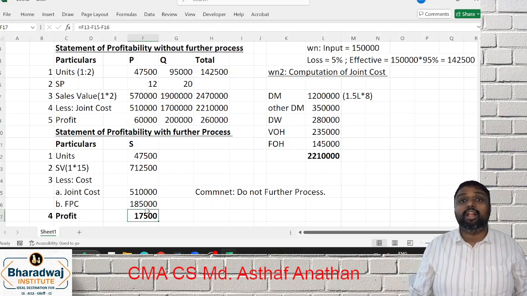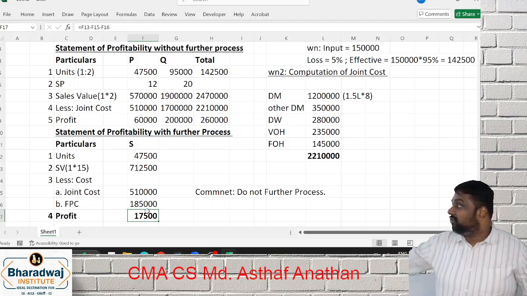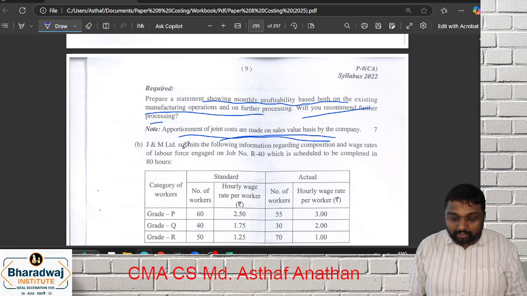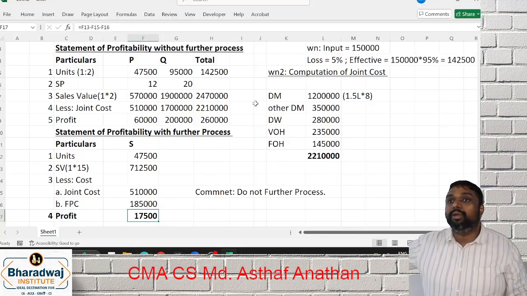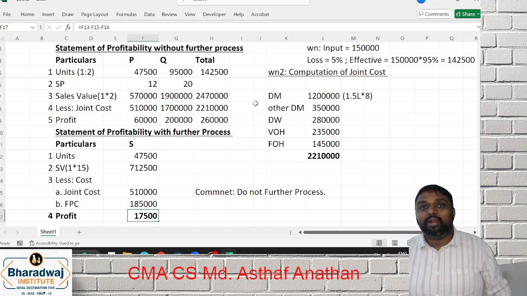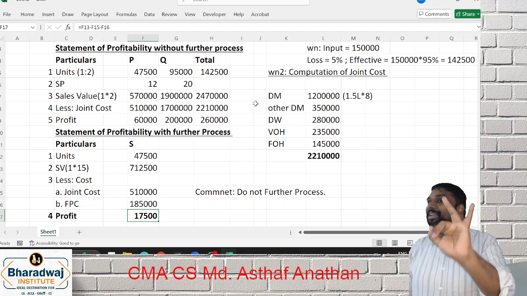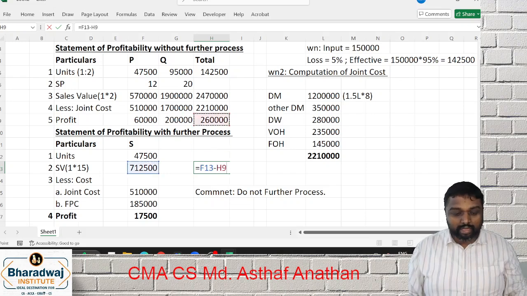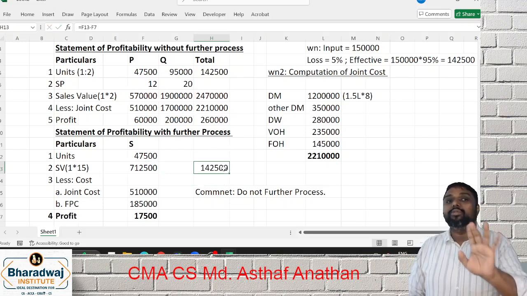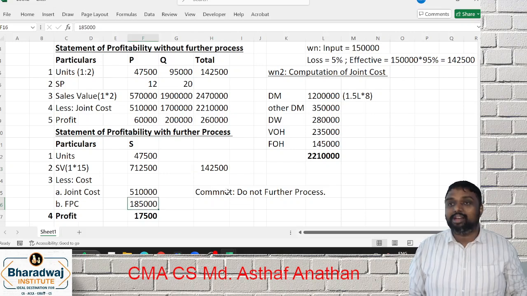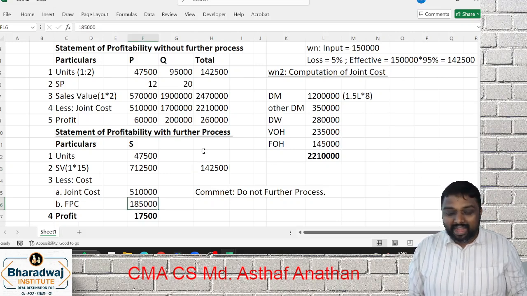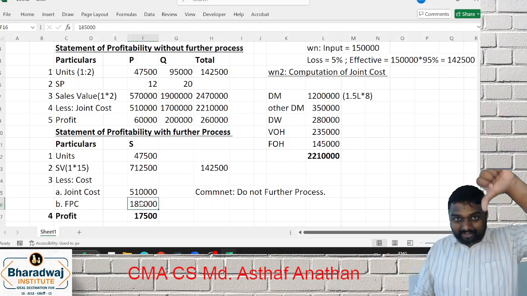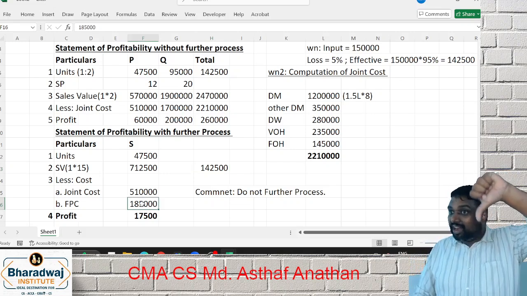And we have discussed there is one shortcut we can use. What is the shortcut? We don't want to do a bigger statement, but here in this question they are asking profitability for both cases. That is the reason we prepared this. Otherwise, there is a shortcut: incremental revenue, incremental cost. That's all. Incremental revenue is 1,42,500. Incremental cost is 1,85,000. Additionally, you are getting only 1,42,500, while additionally you are incurring 1,85,000. You can tell in one line it is not recommended.